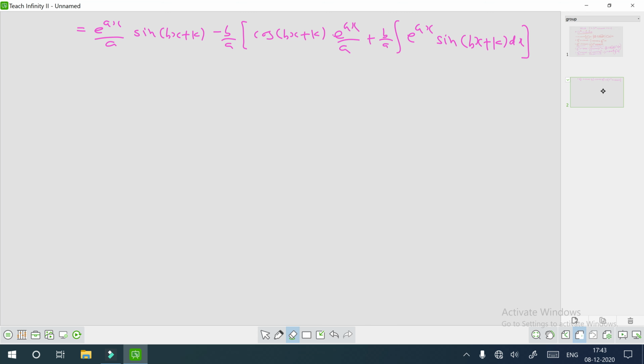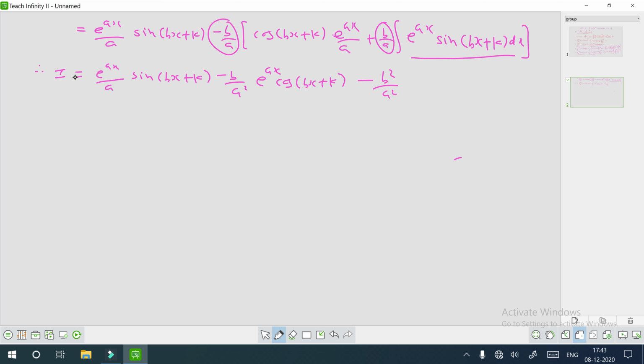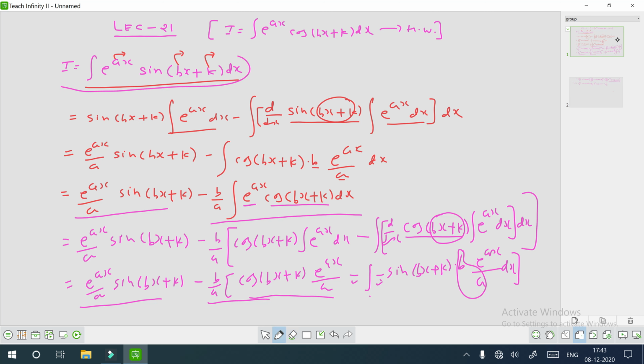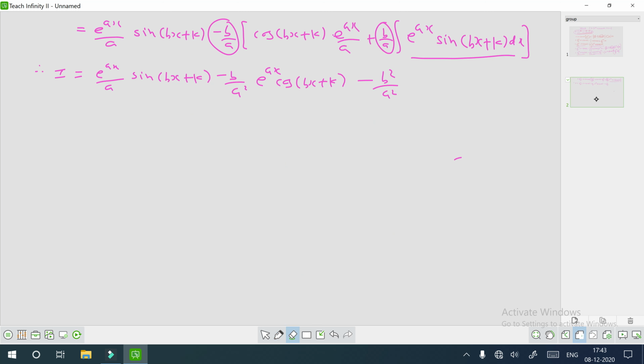Clear? Now on the left hand side I is there. So I is equal to e raised to ax over a sine bx plus k. Now see, here we get minus b by a square e raised to ax cos bx plus k. Yes. Minus b by a into b by a, that is minus b square by a square. What is this one? See, that is our I. This one is our I. So into I, take it on the left hand side.